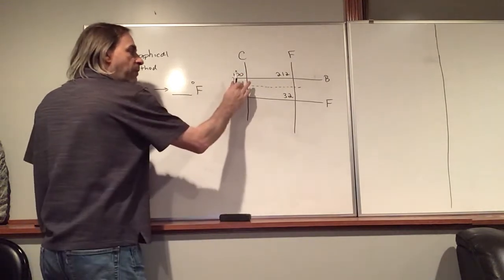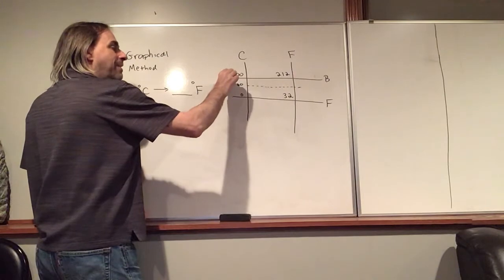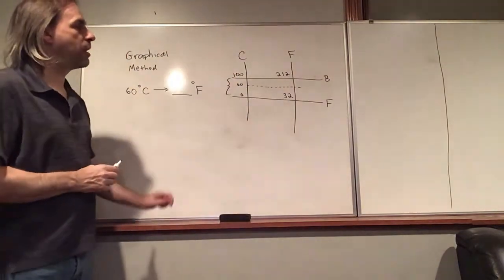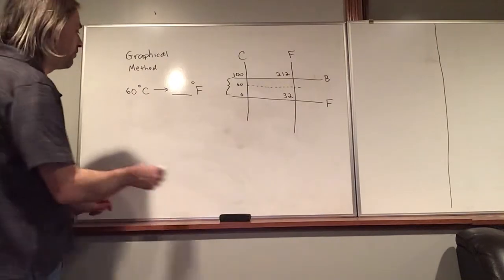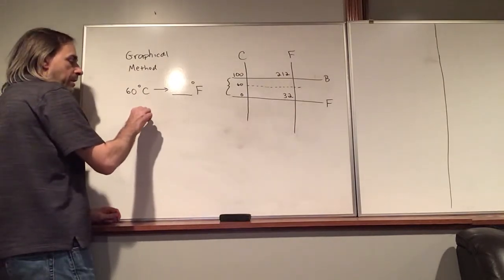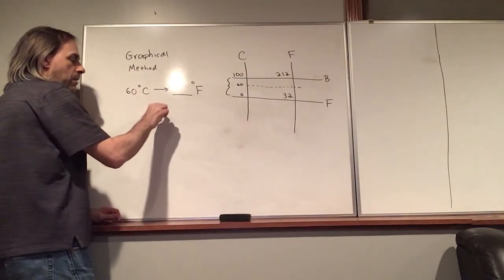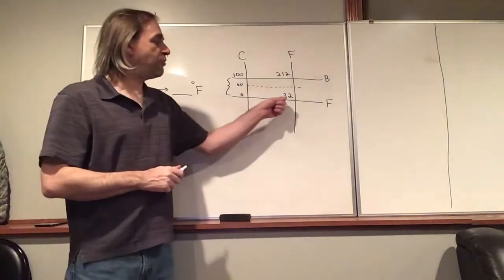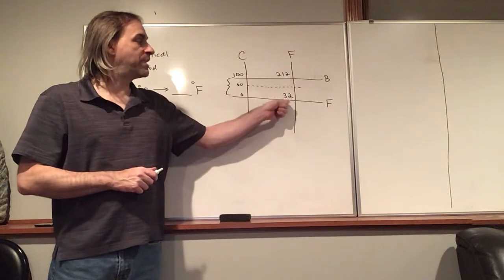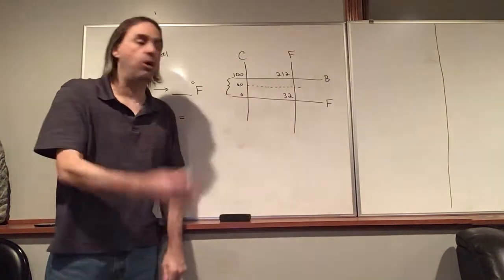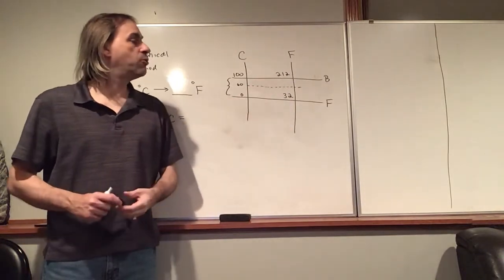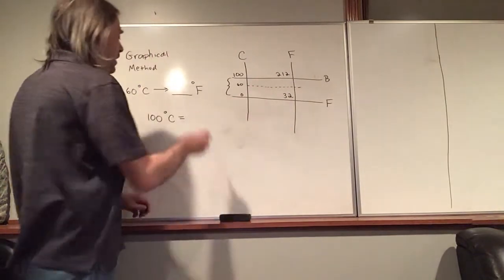Now, first, before we do anything, let's look at this here. If you go from freezing to boiling on the Celsius scale, we're looking at 100 degrees. So I'm going to write down 100 degrees Celsius. What's the change going from those same two, freezing to boiling, on the Fahrenheit scale? You go from 32 to 212, that's 180 degrees.